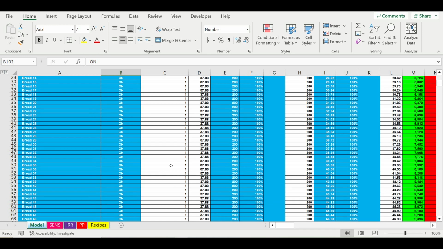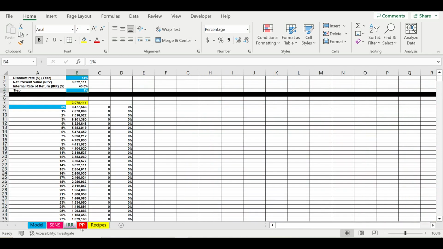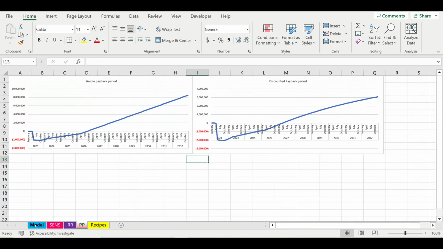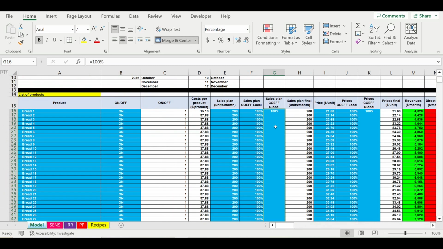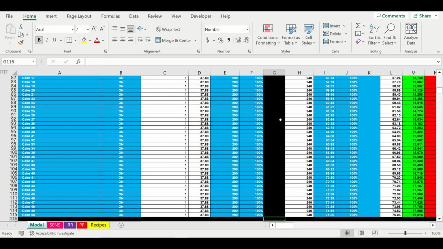Then you need to have a detailed sales plan for each item inside the product line. In your financial model, usually everything starts from increasing or decreasing the sales plan. For example, what will happen if we increase the sales plan by 20%? What will be the financial efficiency?